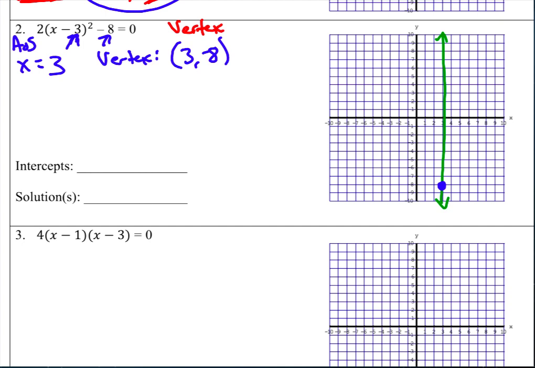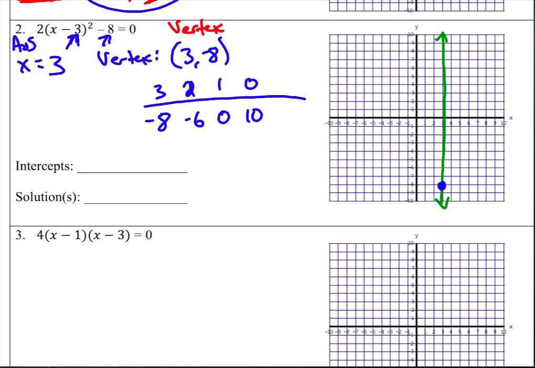Okay. To go from here, I'm going to need to plot some additional points. So I'm going to type it into my calculator: 2 times x minus 3 squared minus 8. I'm going to go ahead and graph it. Okay. I know my 3 is at negative 8, my 2 is at negative 6, 1 is at 0, 0 is at 10.